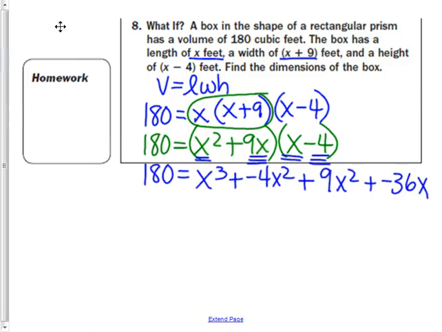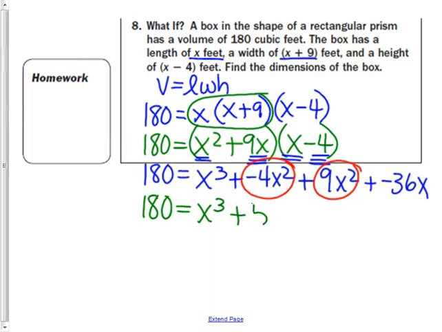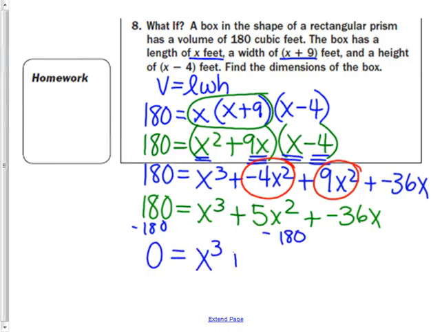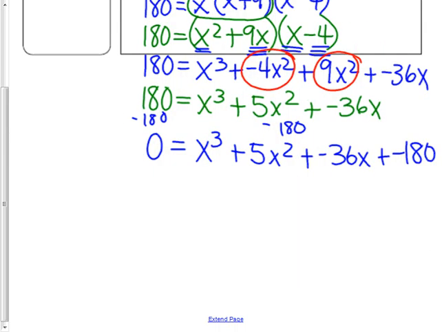Looks like I have some like terms in the middle here that I can combine. Negative 4x squared plus 9x squared. So I'm going to do that on my next line. 180 would be equal to x cubed plus 5x squared plus negative 36x. I can subtract 180 from both sides. So that's going to leave me with 0 equals x cubed plus 5x squared plus negative 36x plus negative 180. So now I'm ready to factor and solve.